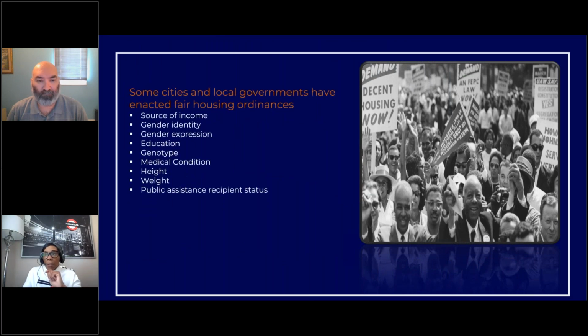Next slide. I want to talk about this too, because I don't want to leave this on the table. Again, each state varies. I know I keep repeating it, but some people keep forgetting that there are additional protections in your state. The one thing I really want to highlight, especially, is the source of income.